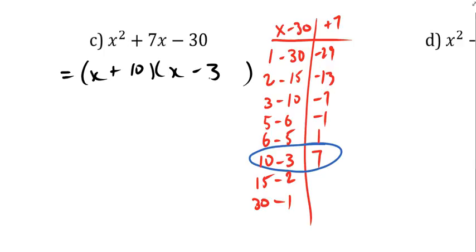Two numbers that multiply to negative 30 and add to 7 are 10 and negative 3. 10 times negative 3 is negative 30. 10 minus 3 is 7. Does that make sense? Yep. Do we have to show this portion?